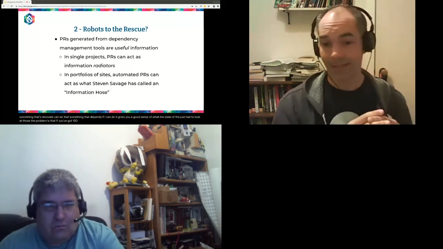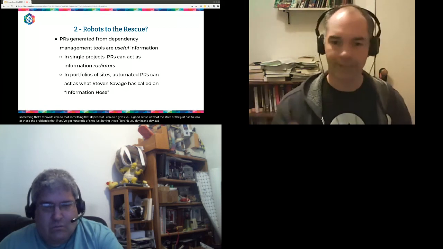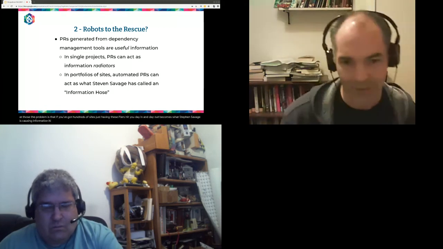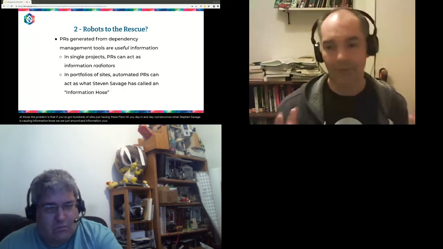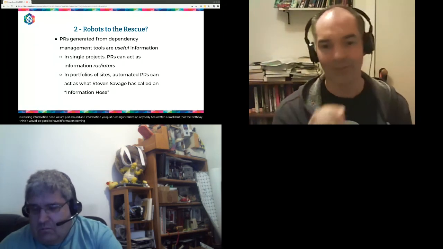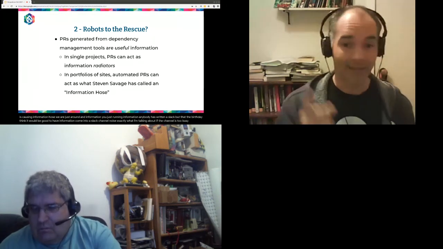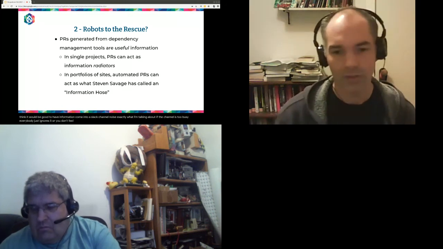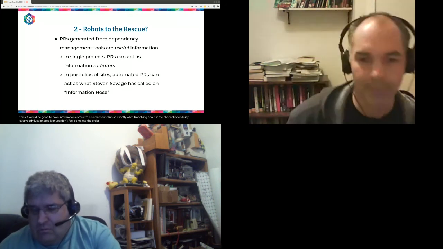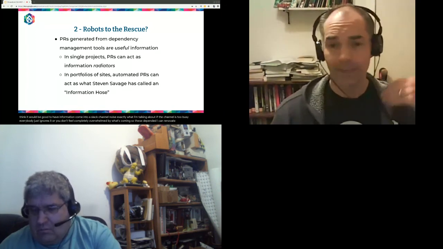The problem is that if you've got hundreds of sites, just having these PRs hit you day in and day out becomes what Stephen Savage calls an information hose, where you're just drowning in information. Anybody who's written a Slack bot and thought, oh, cool, it would be good to have information come into a Slack channel, knows exactly what I'm talking about. If the channel is too busy, everybody just ignores it, or feels completely overwhelmed by what's coming in. So these Dependabot and Renovate PRs can be information hoses.